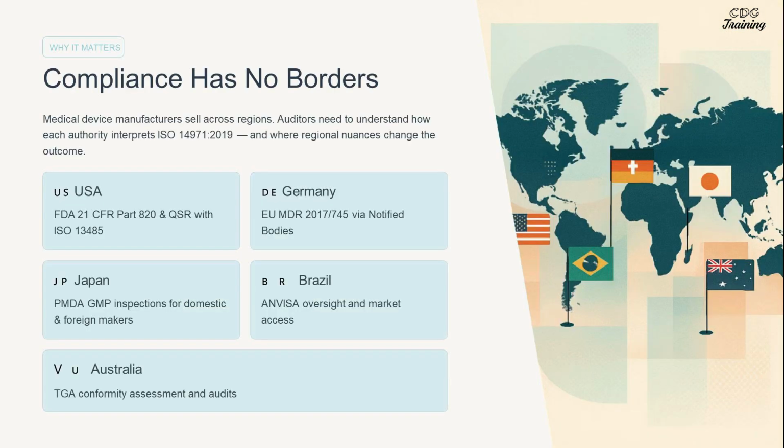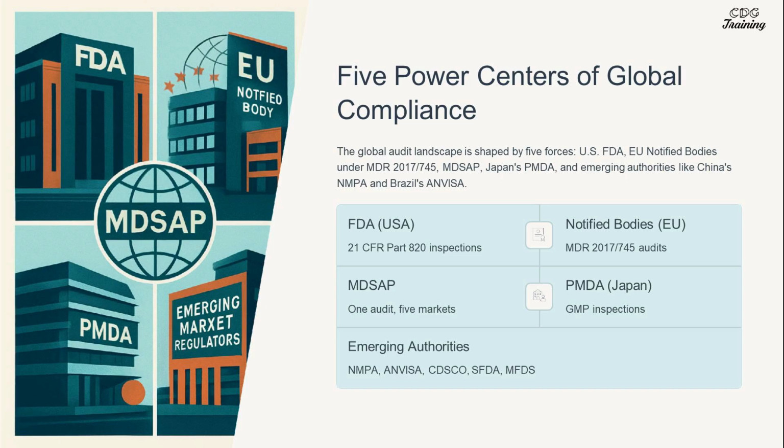Medical device manufacturers operate across regions, and auditors need to understand how each authority interprets ISO standards. We'll explore how regional nuances impact compliance. The global audit landscape is shaped by 5 key forces: the US FDA, EU notified bodies, MDSAP, Japan's PMDA, and emerging authorities like China's NMPA and Brazil's Anvisa.